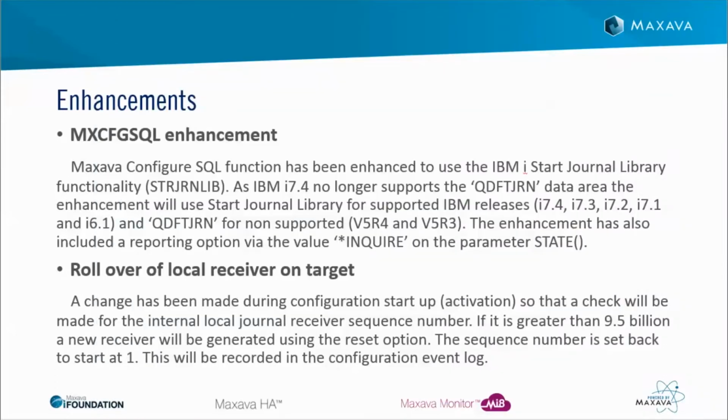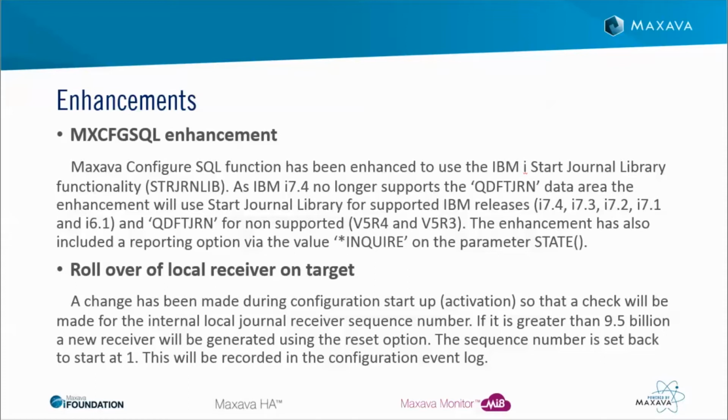As an additional enhancement to the latest PTF, the backup local receiver will now be automatically rolled over when the backup configuration is activated if the internal sequence number of the related local journal is above the 9.5 billion sequence number entries. The backup configuration, when activated, will interrogate this value.